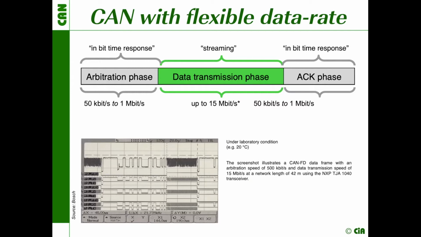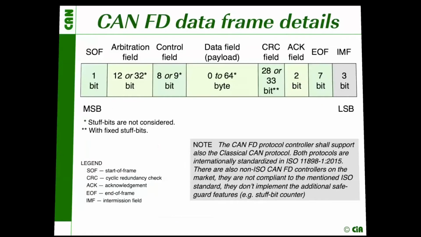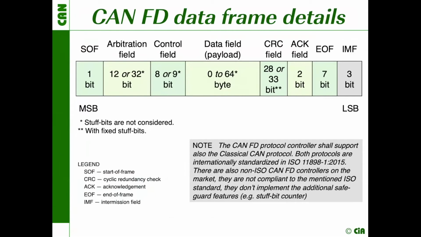Practically today we have available without specific requirements 2 megabits, and maybe up to 5 megabits practically with some special transceivers. So that's the general idea behind FD. We have longer payloads available, up to 64 bytes, and the same arbitration field with 11-bit or 29-bit identifier, and some additional control fields, additional CRC, larger CRC, because we want the same robustness like classical CAN. We want to be able to detect errors.